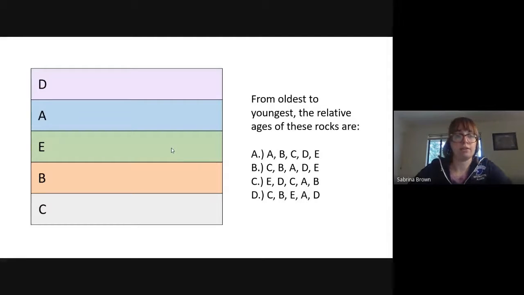All right, so the oldest rock layer is C because it's on the bottom. Using the principle of superposition, we know that C is oldest, then B was deposited, then E was deposited, then A was deposited, and then finally D was deposited last and is the youngest. So the correct answer is D.